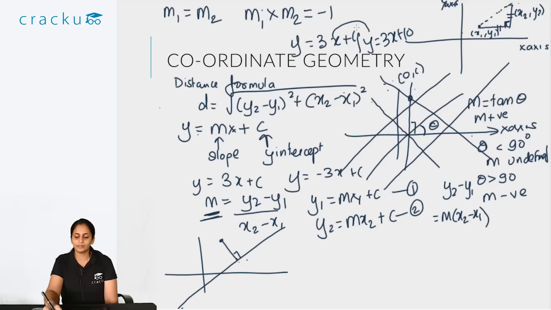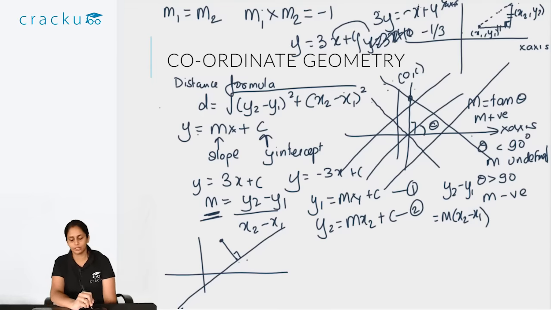On the other hand, if you have y is equal to 3x plus 4 and you have 3y is equal to minus x plus 4, then as you can see the slope will be minus 1 by 3 and the product of these two slopes will be minus 1. So these two lines will be perpendicular to each other. So this is the basic concept behind parallel lines and perpendicular lines.